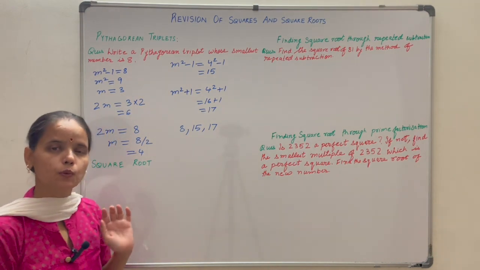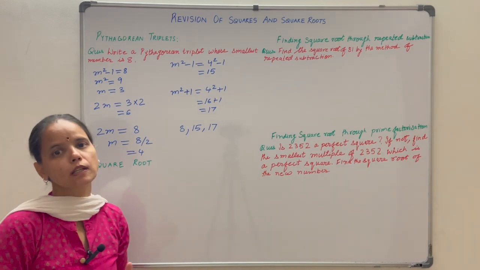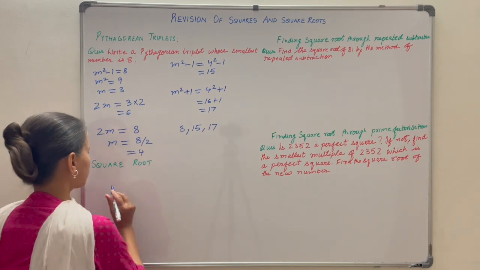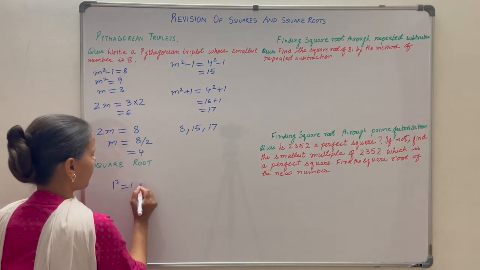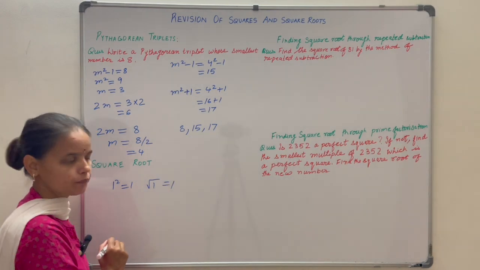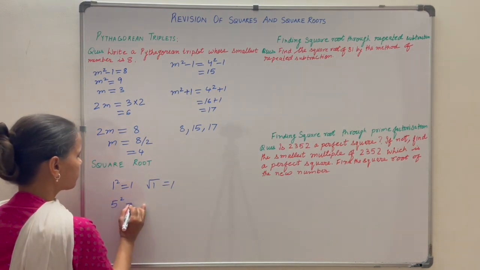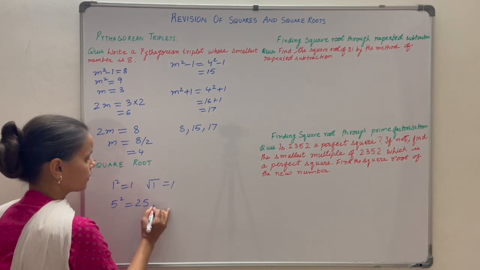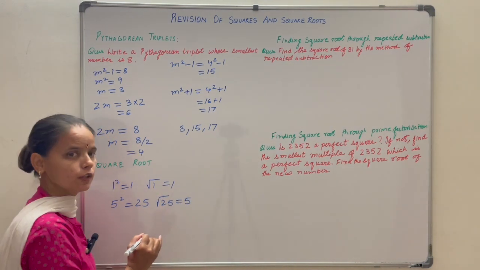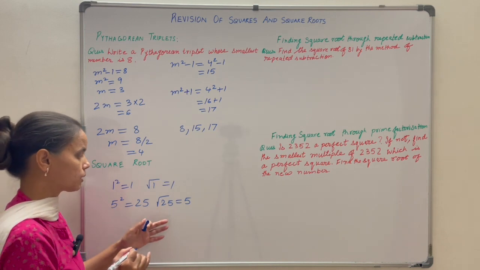Let us now discuss square roots. Square root is the inverse operation of finding the square. You know that 1 square is equal to 1. So square root of 1 is 1. 5 square is 5 into 5, that is 25. So square root of 25 is equal to 5. So you can clearly see it is the inverse process.